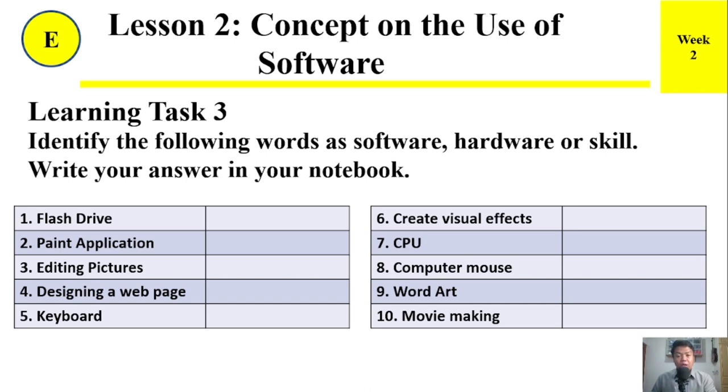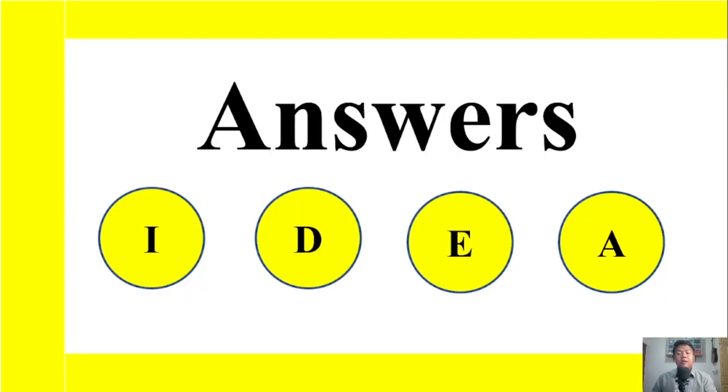Number 5, keyboard. Number 6, create visual effects. Number 7, CPU. Number 8, computer mouse. Number 9, word art. And number 10, movie making. Here are the answers.